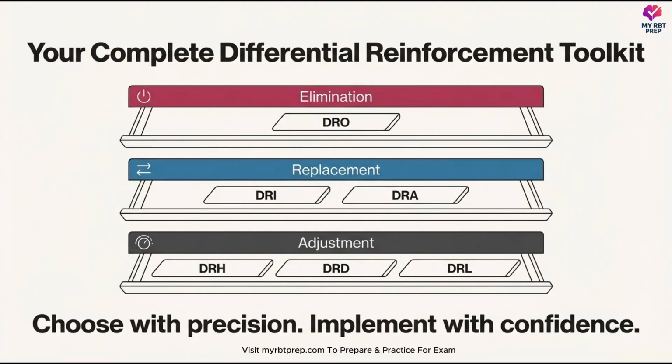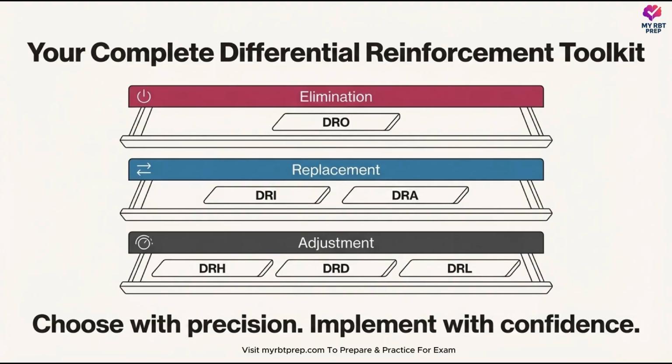Now look at the middle, blue tier, replacement. This is where true long-term change happens. With DRI and DRA, we acknowledge that you can't just leave a behavioral vacuum. If you take something away, you must give something back. You are actively teaching a functional alternative or an incompatible behavior to fill that void.